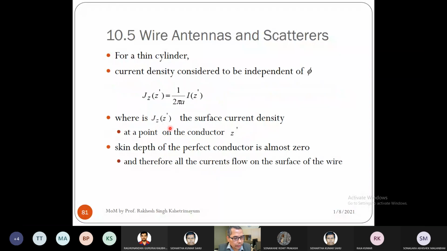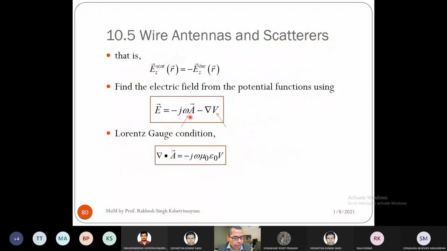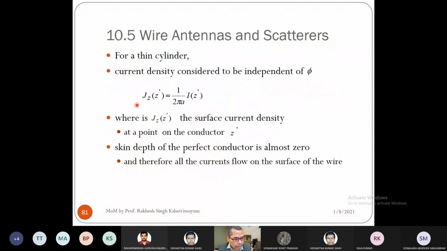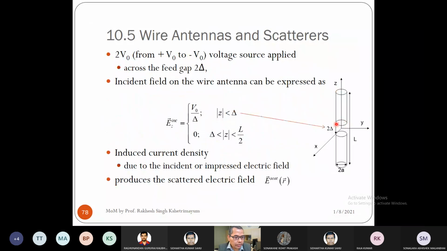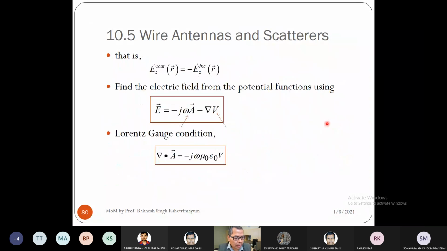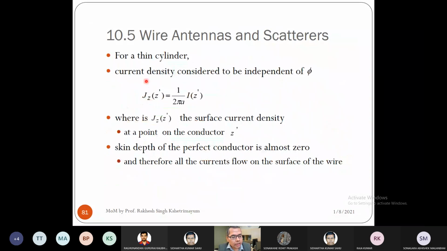And if you want to find the electric field, you need to know the current density first, because you have the magnetic vector potential here also. So let us try to find out the current density. Let's say the current flowing along the z-axis is Iz. If I want to find the current density on the circumference of the cylindrical wire here, I need to just divide it by 2 pi a. So the current density flowing along the z-axis can be found as Iz prime divided by 2 pi a. Z prime is for the source. You have primed coordinates here, which are for the source.